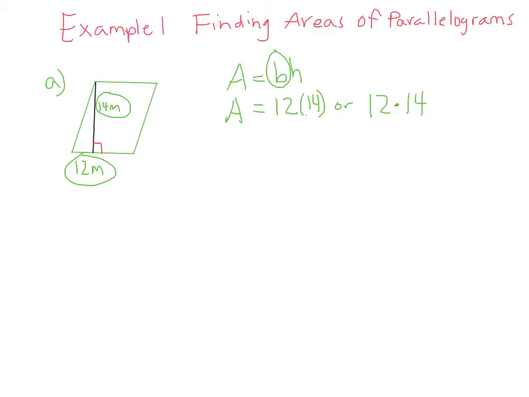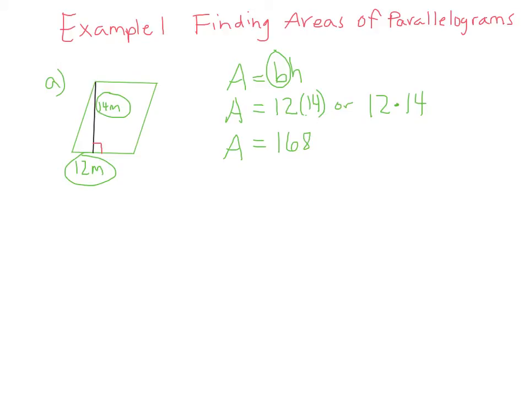My next A is going to be where I solve it. So my area, which is, again, my large A, would be 12 times 14. And again, if you have to do this off to the side, by all means do it. But the answer would be 168.